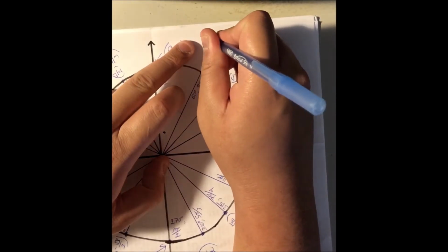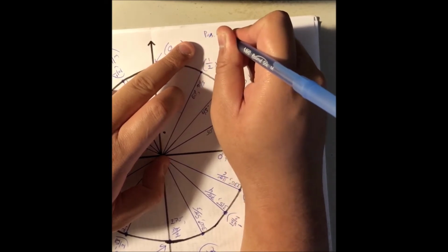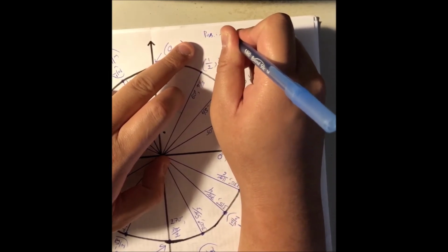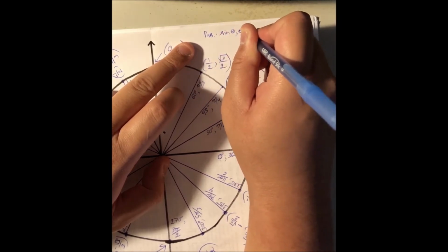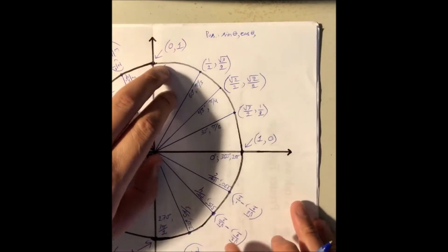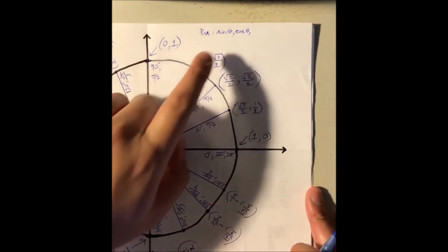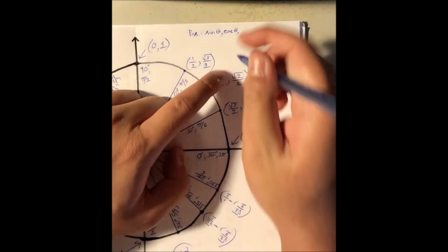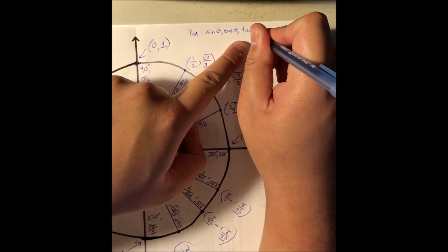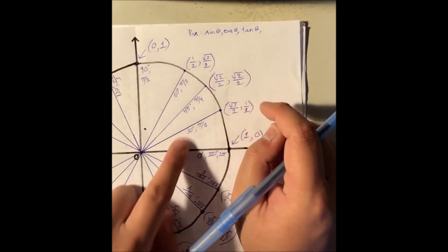So positive. We're going to have sine of theta, cosine of theta. What about tangent? Well, tangent is sine over cosine. Since sine is positive and cosine is also positive, positive over positive is going to give you positive. And theta is just a standard angle.